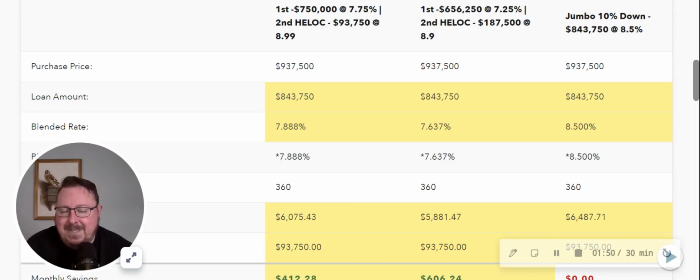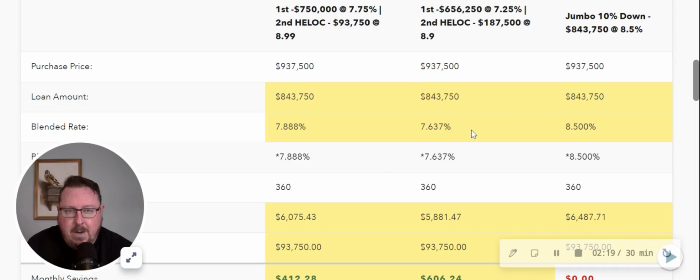Now, if we split this up a little bit differently, so instead of doing an 80-10-10, let's say we do a 70-20-10, for example: 70% loan to value first mortgage, 20% loan to value second mortgage, and 10% down still. So same exact down payment structure. We actually get better pricing because the first mortgage is a little bit lower. Even though the second mortgage is higher, it gives us better pricing on the first.